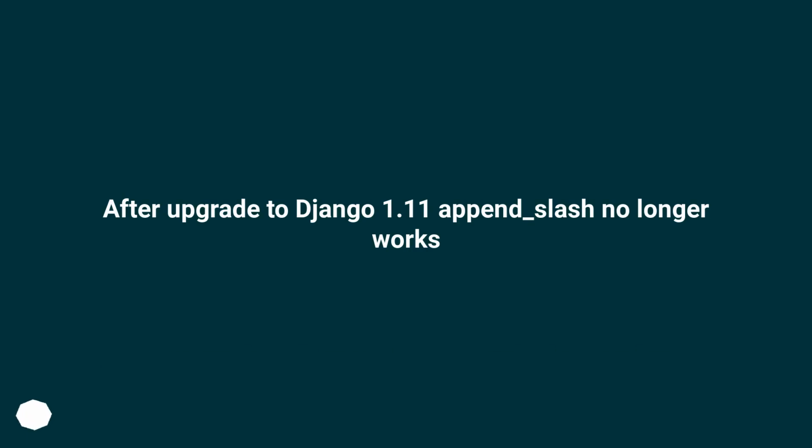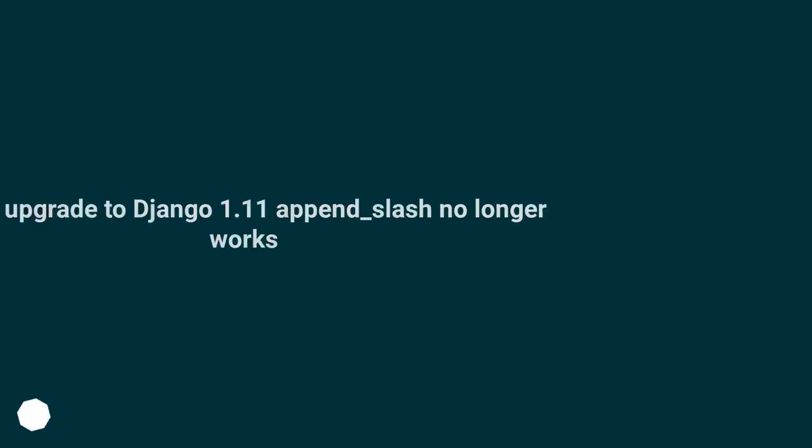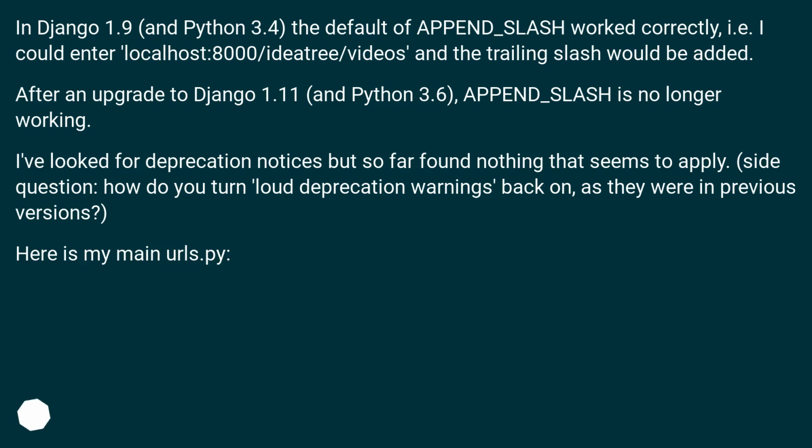After upgrade to Django 1.11, APPEND_SLASH no longer works. In Django 1.9 and Python 3.4, the default of APPEND_SLASH worked correctly, i.e. I could enter localhost:8000/idiatree/videos and the trailing slash would be added. After an upgrade to Django 1.11 and Python 3.6, APPEND_SLASH is no longer working.